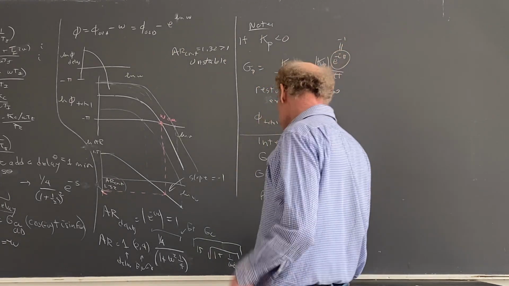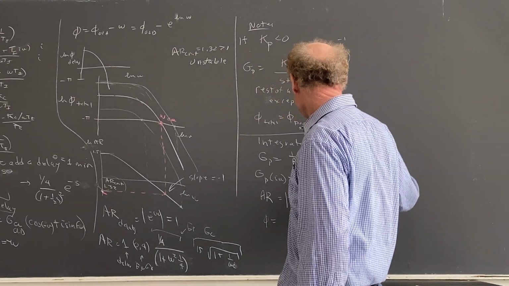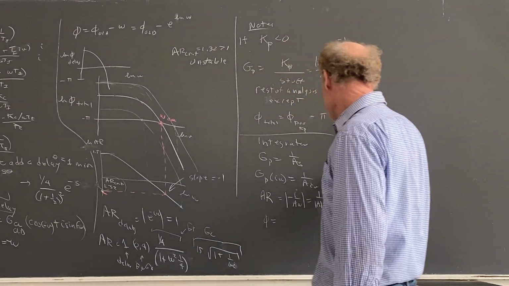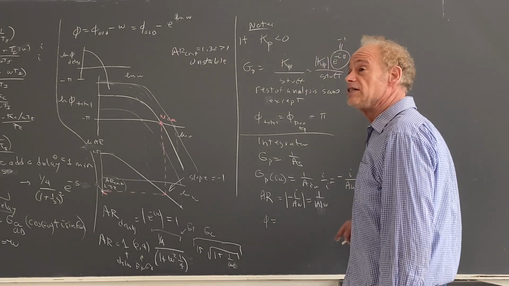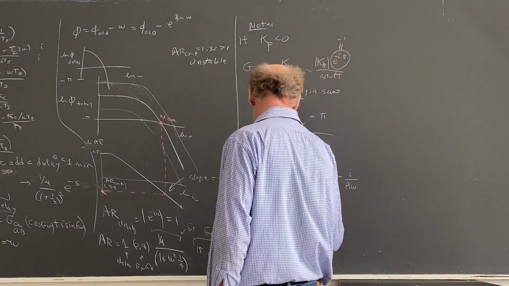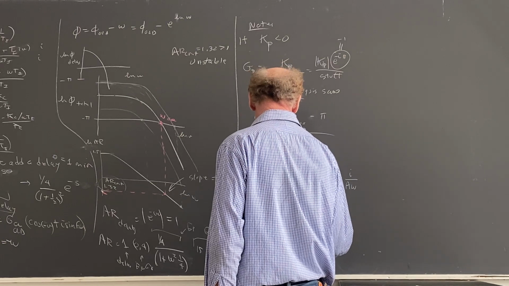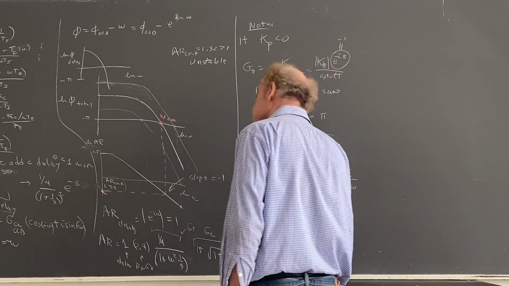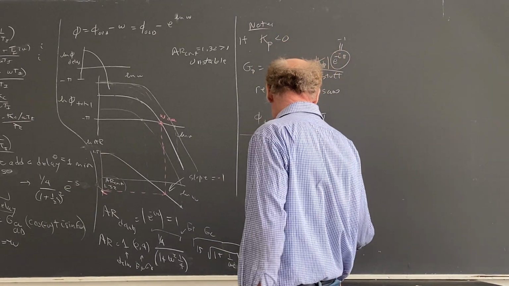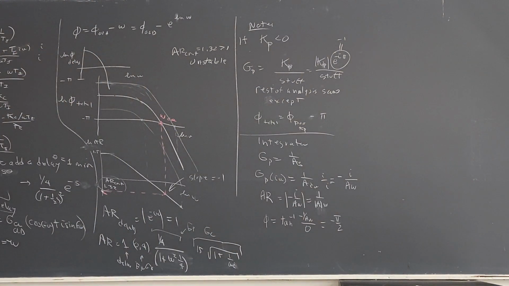That's no big deal. And how about the phi? Well, phi is the arctangent of the imaginary part over the real part. The imaginary part is minus 1 over A omega, and the real part is 0. So it's the arctangent of something over 0, minus 1 over A omega over 0. So the arctangent of minus infinity is minus pi over 2.